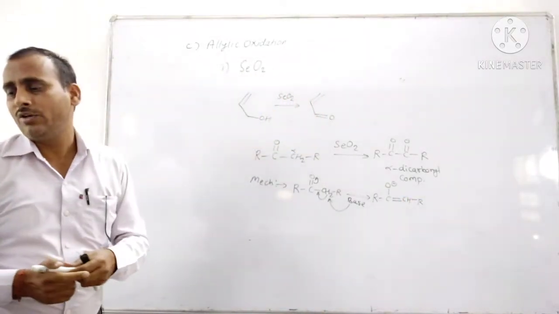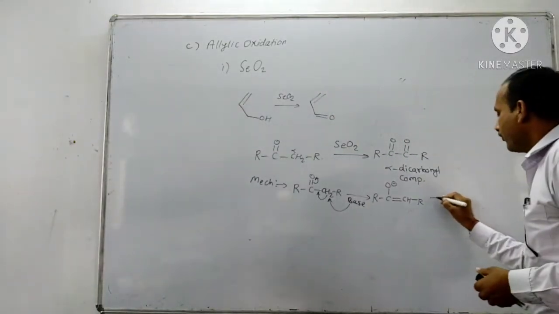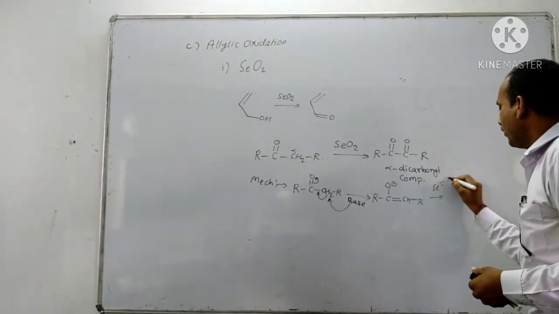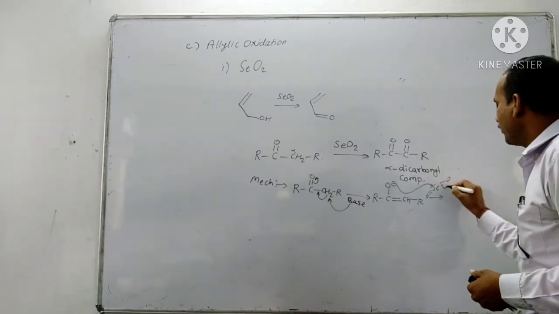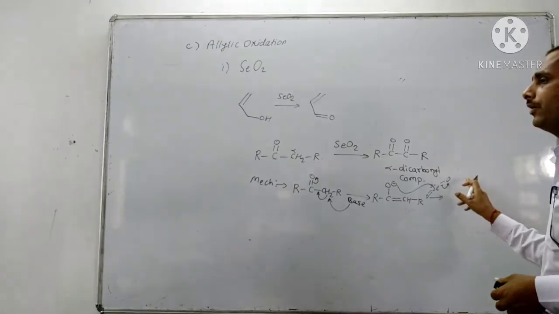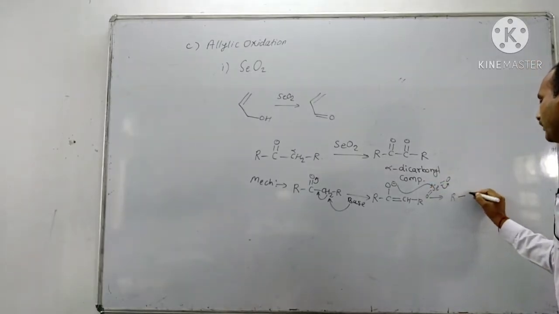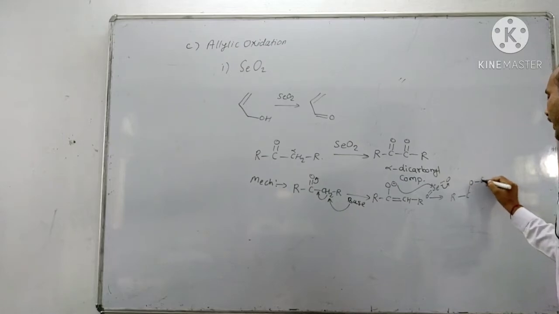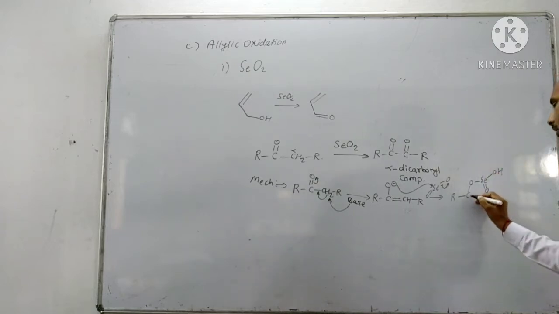Then this enolate attacks selenium dioxide, Se double bond O. It attacks the selenium, and the O minus undergoes protonation to form the OH. So RCOSe double bond O, the O minus gets a proton and becomes OH.